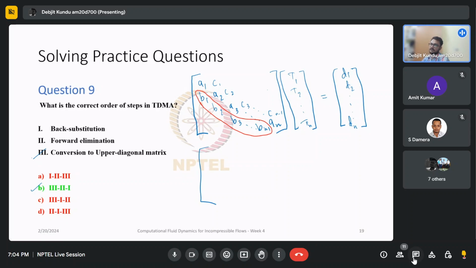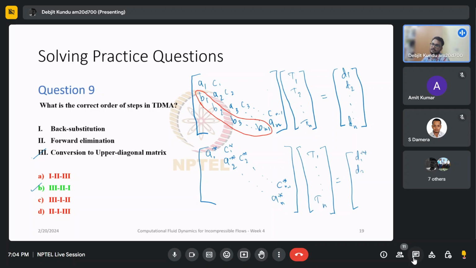And we finally get something like, let's say, A1 star. These values now get changed a little bit, dot dot dot, An star. The super diagonal terms remain, but they also get changed. So this will become C2 star, dot dot dot, C(n minus 1) star. And this vector remains intact, T1, T2 to Tn. These terms again get changed: d1 star, d2 star, dot dot dot, dn star.